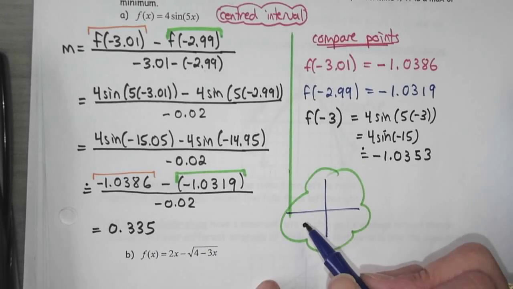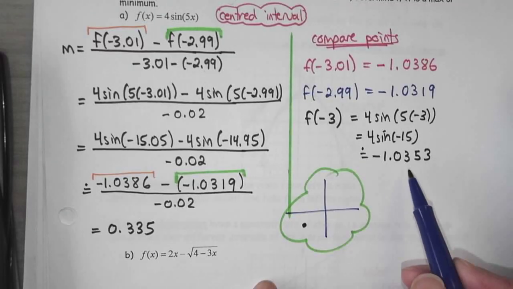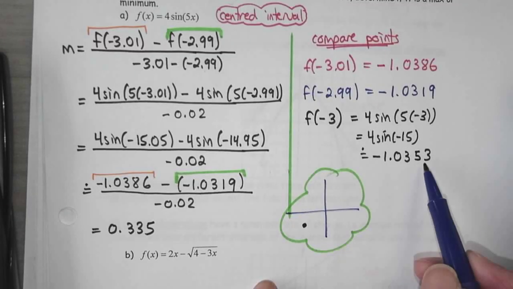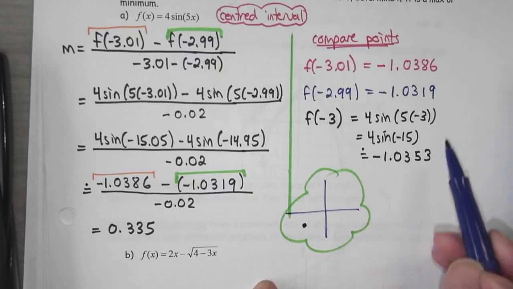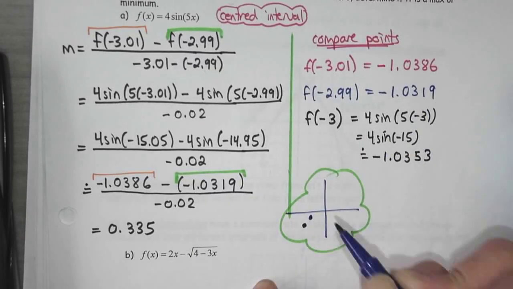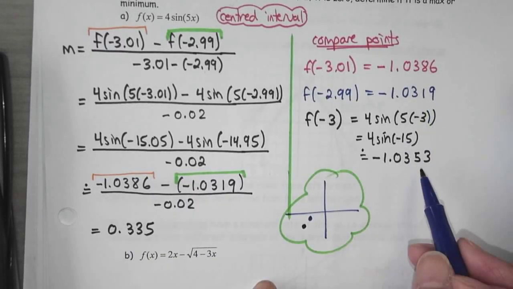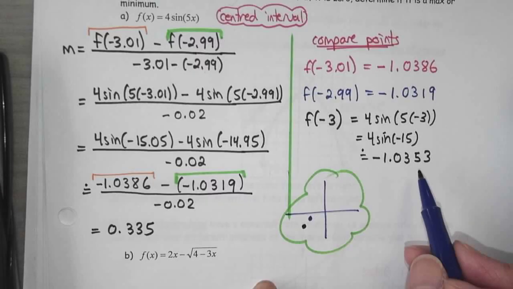The decimals. Is that more or less? So think of it like money. 0.353 is more negative than this one. So this point here at negative 2.99 is a bit above, a little bit above there, 0.319, 0.353. That's more negative, it's further down.